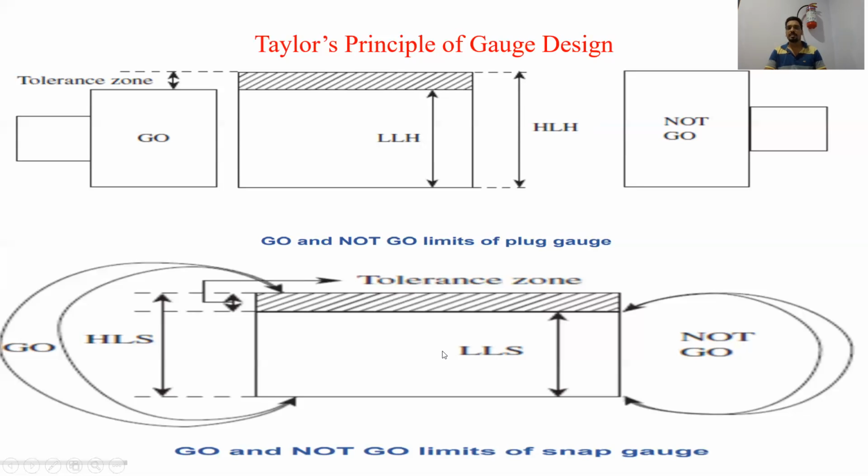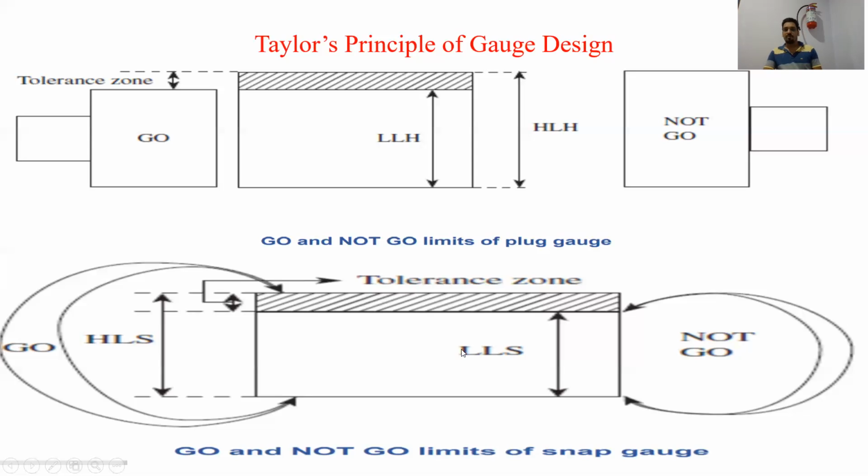And this is about the snap gauge. A snap gauge is the gauge that is used to check the shaft, or it is the ring gauge that is used to check the shaft. So this is the snap gauge. The go end of the snap gauge will check the upper limit of the shaft, and the no go end will check the lower limit of the shaft. Whenever the shaft is manufactured in between these two limits, your shaft is accepted.